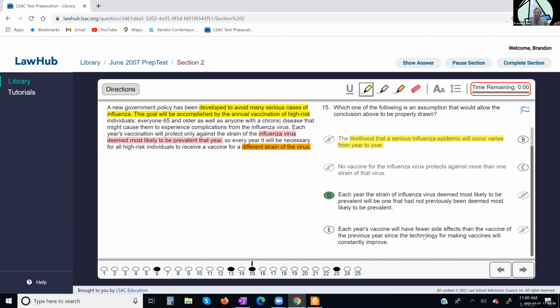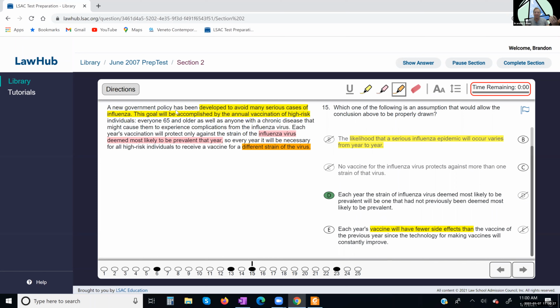Each year's vaccine will have fewer side effects than the vaccine. This is focused on side effects. As soon as we talk about side effects, that is irrelevant to what would be needed for vaccination. Okay, having fewer side effects, I guess maybe would again strengthen, if anything. I'm trying to think of why somebody would pick this. I try to not just brush off answers. I'm trying to think of why somebody might pick this.